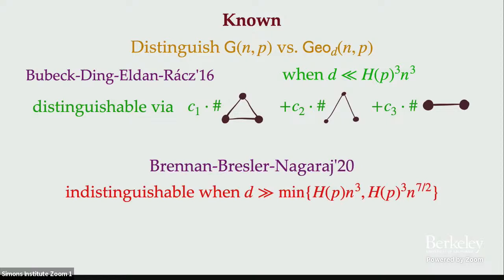And later on, Brennan, Bresler, Nagaraj improved the indistinguishability bound from N cubed to D much greater than the min of these two: N cubed times the binary entropy of P, and H(P) cubed times N to the 7 halves. So this essentially makes the bound much better, especially in the regime when P is small.